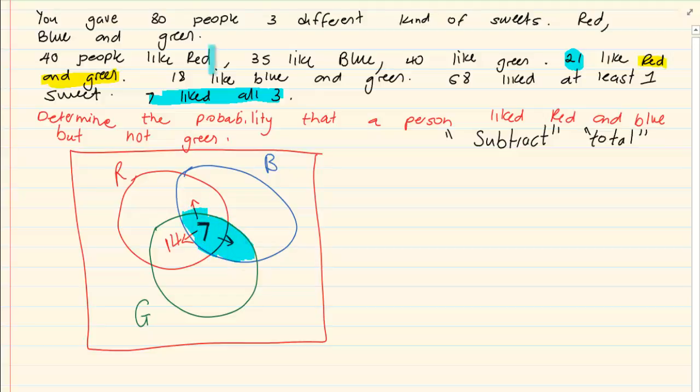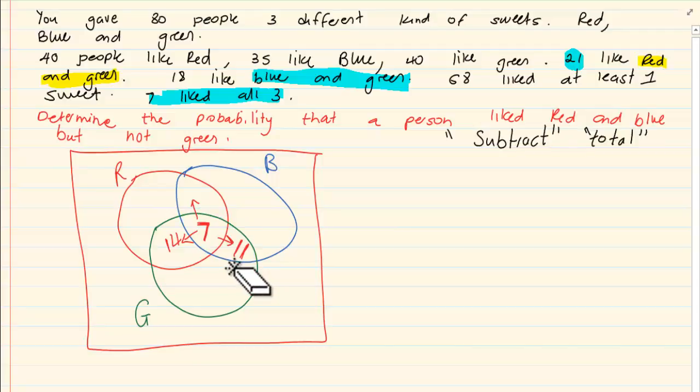So we have 18 like blue and green. Now be careful, you already have the 7. To make it 18, you only need 11. Then it tells you, now you've done red and green, you've done blue and green, now you need to look for red and blue.